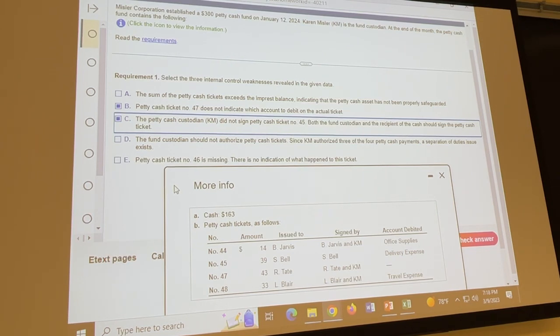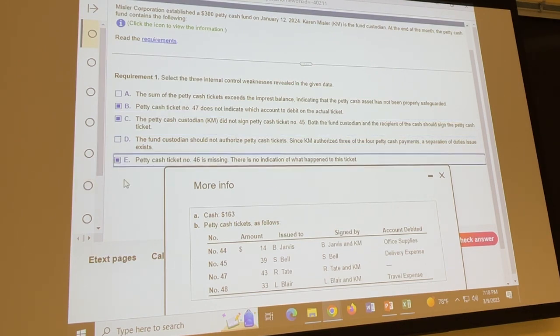And then E, petty cash ticket number 46 is missing. There's no indication of what happened to this ticket. True, yeah. And we didn't talk very much about it, but a control procedure is that you're always supposed to have sequentially numbered documents. So, for example, if your purchase orders are sequentially numbered and one of them's missing, it suggests that maybe one of your purchasing agents used the missing purchase order to order a TV for his home or something like that.